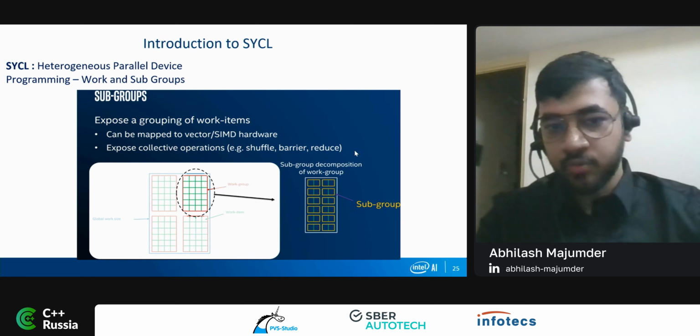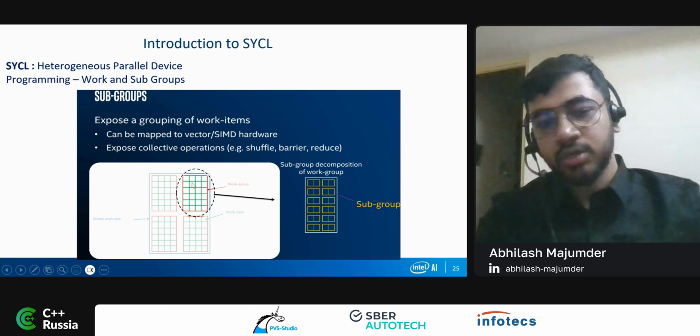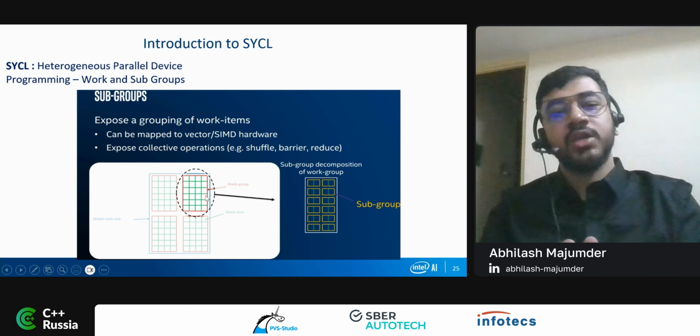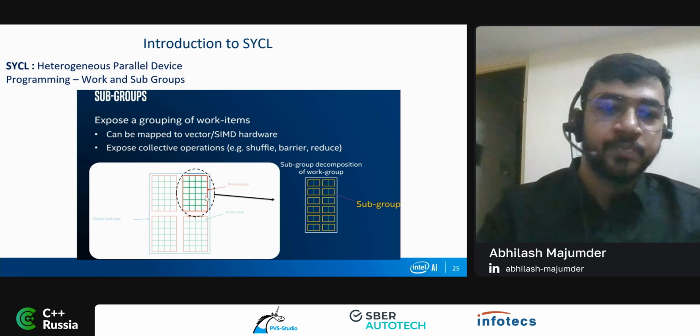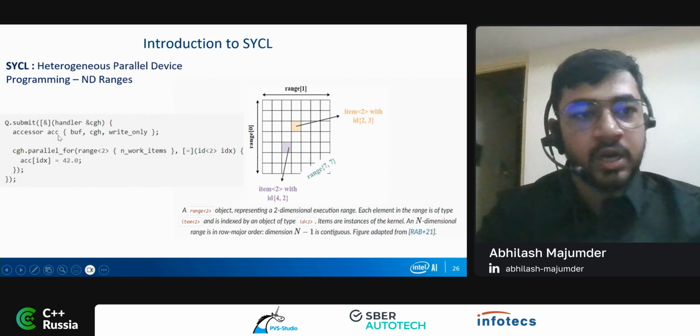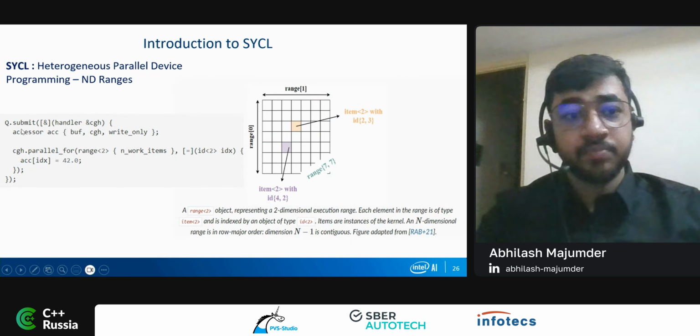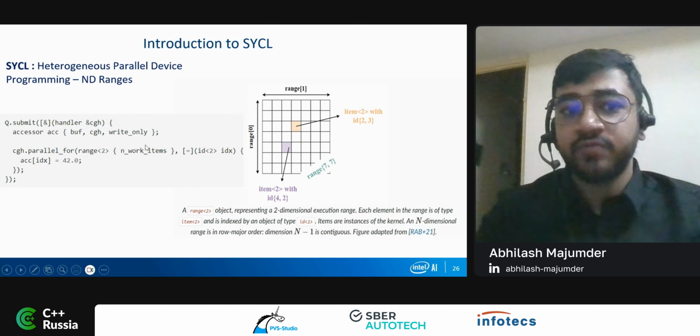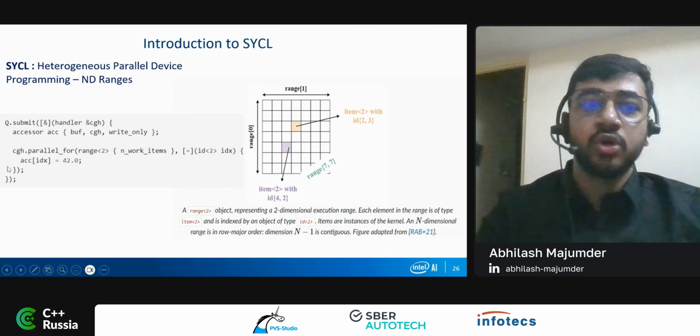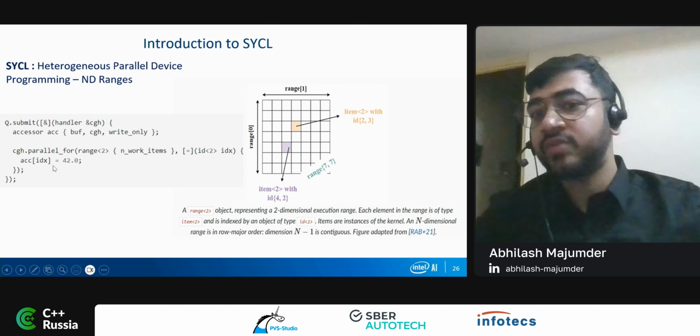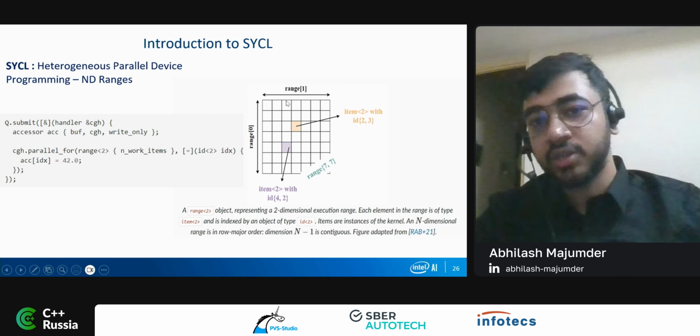Subgroups, we have already seen what subgroups are. It is a collection of a particular group of threads inside a particular ND range or a work group. So we have seen a particular example. Now let's see another example. The task of this SYCL kernel is to fill every value with 42 in this 2-dimensional matrix, for example.